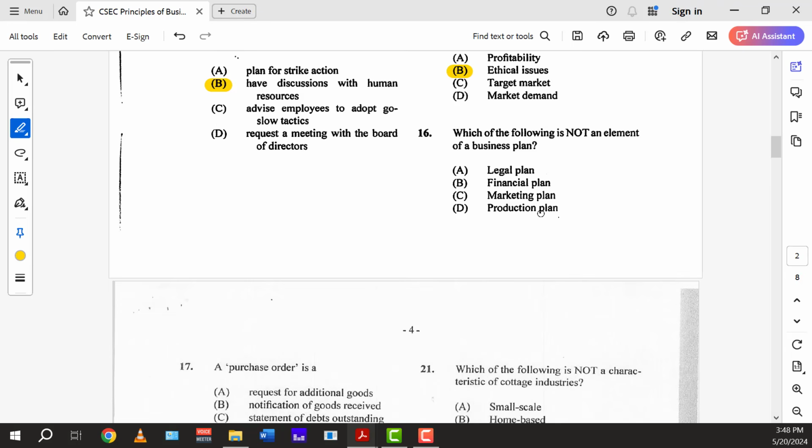Number 16, which of the following is not an element of a business plan? A. Legal plan, B. Financial plan, C. Marketing plan, or D. Production plan. Best answer is the legal plan. Sometimes some companies don't even have a legal department.